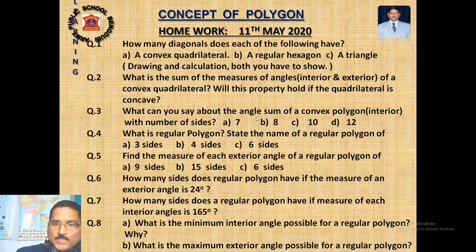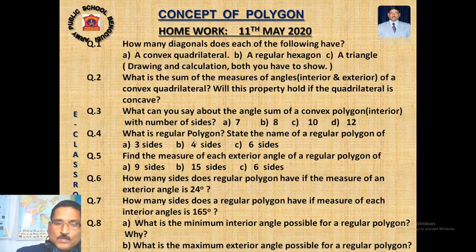What can you say about the angle sum of a convex polygon, interior? What is the formula? For a 7-sided convex polygon, what will be the total angles? For an 8-sided polygon, what will be the total angle? 10-sided polygon, what will be the total angle? 12-sided polygon, what will be the total angle? So you just replace n by the number of sides. You will get it. What is a regular polygon?